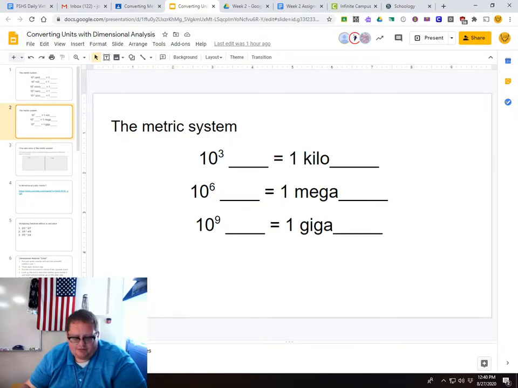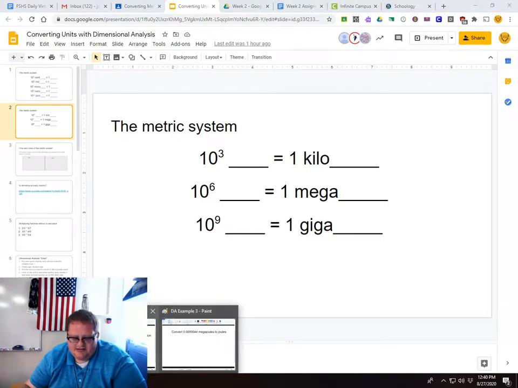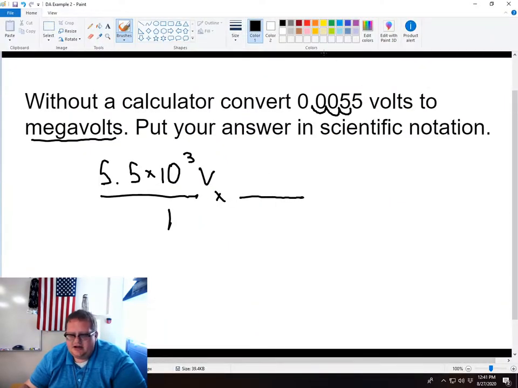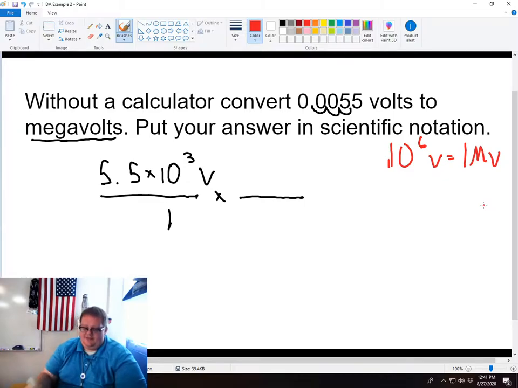Okay, so I'm just going to write that down exactly like I see it. So I'll write that up here in maybe red. So I saw 10 to the 6th volts equals 1 megavolt. Now, be careful here, because experience has taught me that a lot of students struggle at this step right here because they end up flipping this, right? They end up flipping the conversion factor.